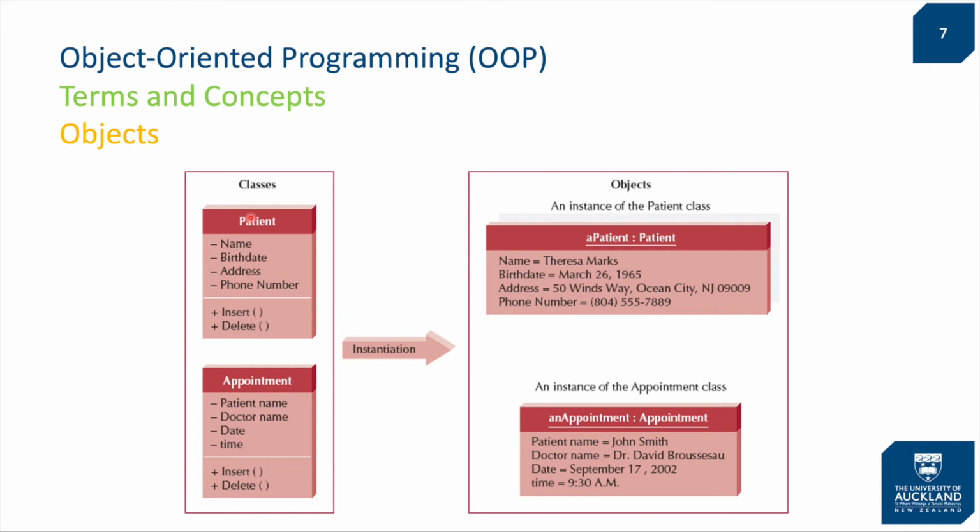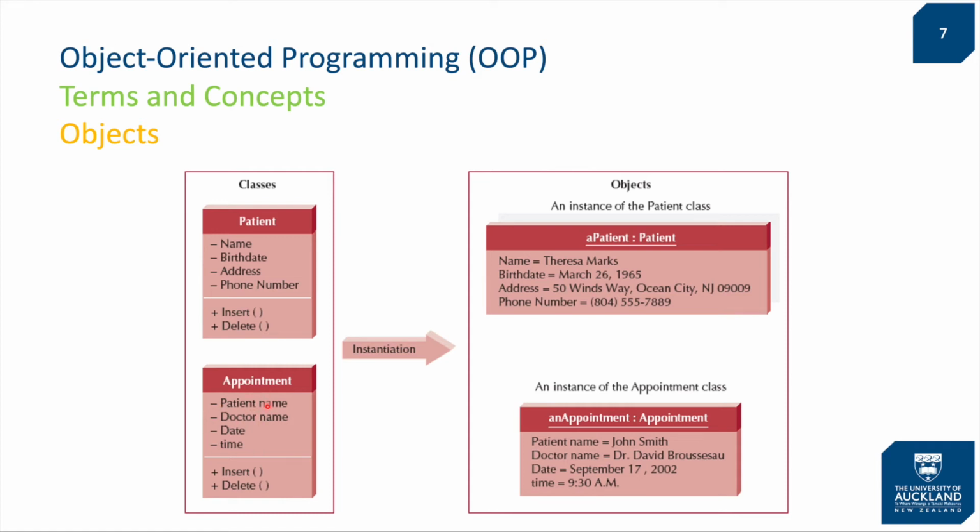In a typical hospital management system, we have these two typical classes, a patient and an appointment. These are the list of attributes. They are pieces of information that we want to basically store in the context of patient, like name, birth date, address, phone number. Then a bunch of operations that the system needs to perform in response to patient. For example, we can request to insert a new patient into the system or delete a patient in the system. And similarly, another class, appointment.